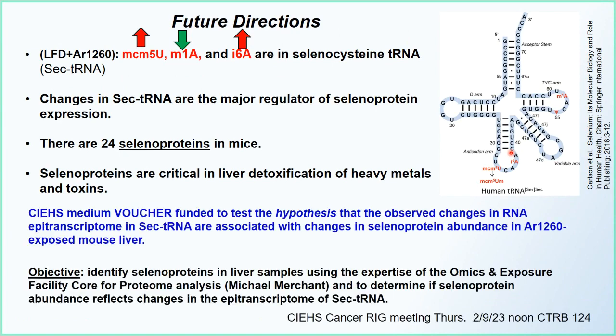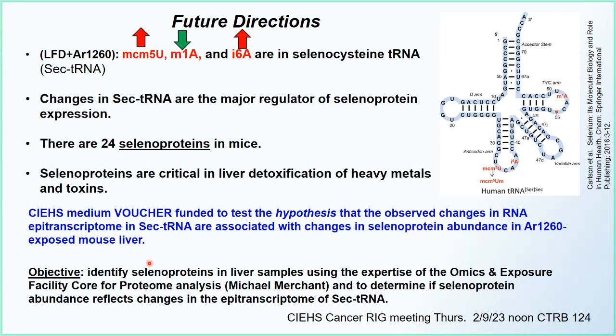So I was lucky enough to get a NIEHS medium voucher to test the hypothesis that the observed changes in these specific chemical modifications that are unique to this human tSec selenocysteine tRNA are associated with changes in selenoprotein abundance in the Aroclor 1260 exposed mouse liver.